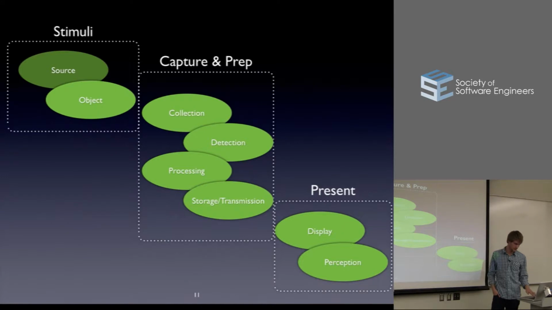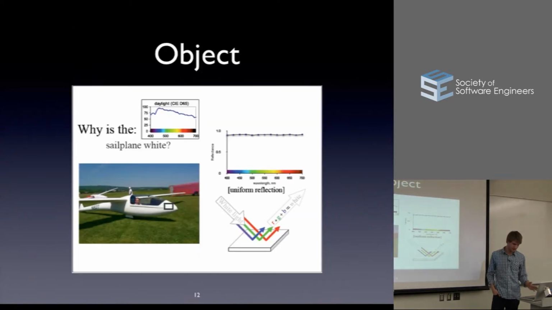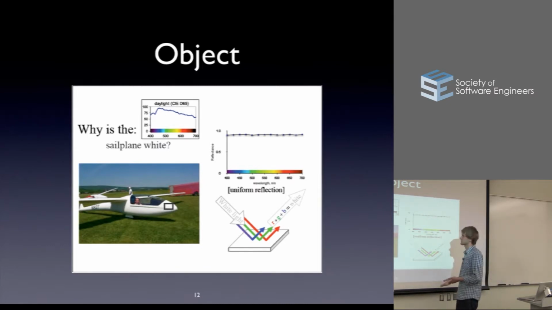So onto objects. Objects can only reflect color that is incident upon them. You can't shine a red light on something and have it look blue, because if there's only red light, it can only reflect red light. So when looking at something like a sailplane, it appears to be white. And why does it appear to be white? Because all of the wavelengths are equally reflected off the material.